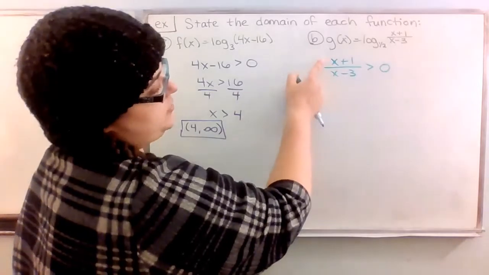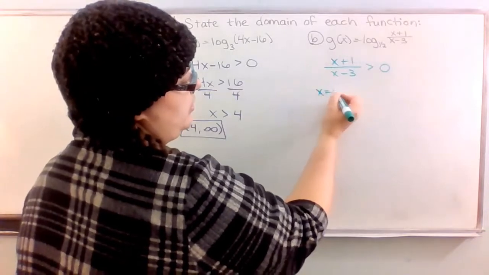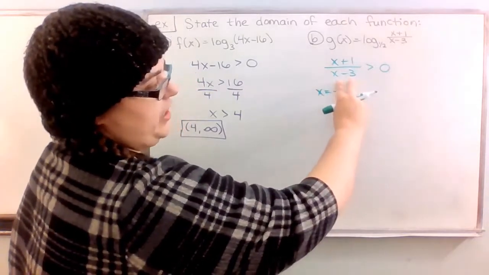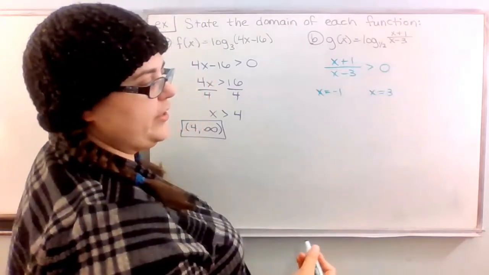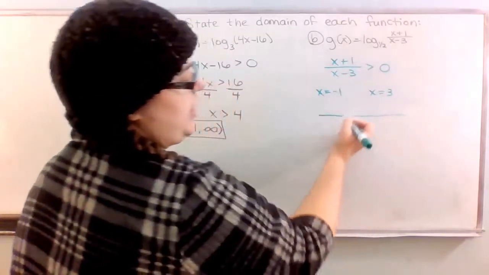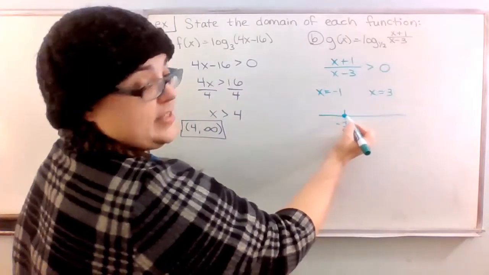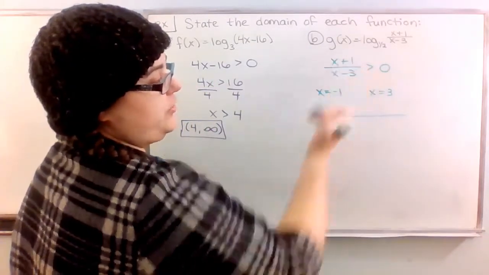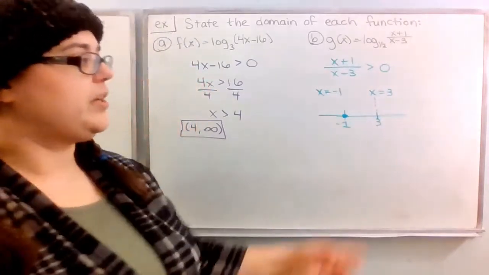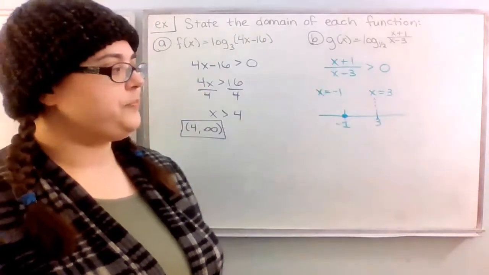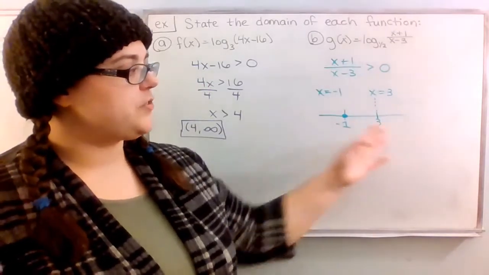So in this case, x plus 1, if that were equal to 0, we would get -1. That's a critical value. And if we set the denominator equal to 0, x minus 3 equals 0, then x equaling 3 would be a critical value. So on my table of signs, I need one spot for -1. I'm going to put a dot there because that is my x-intercept for this rational function. And for 3, I'm going to put a dotted line there because remember that's where our asymptote is going to come from.